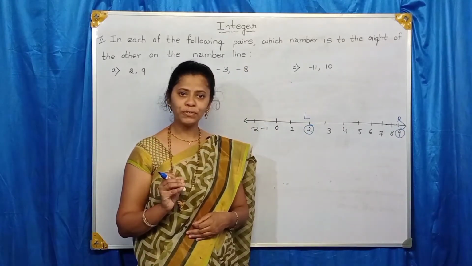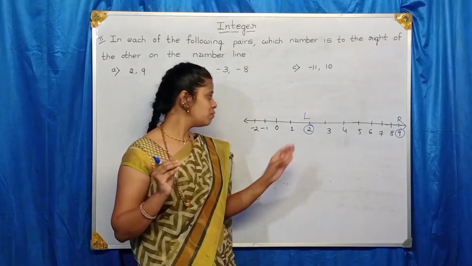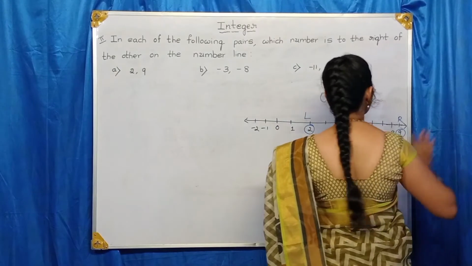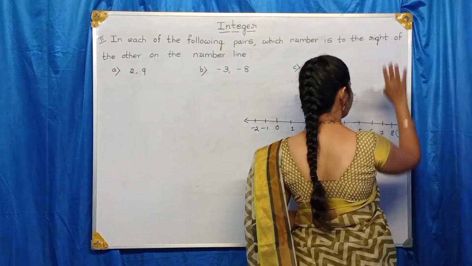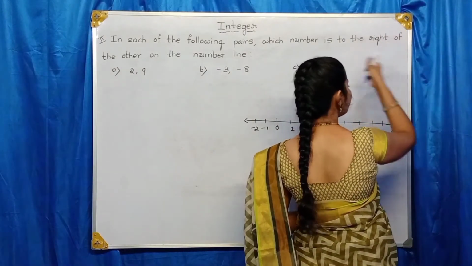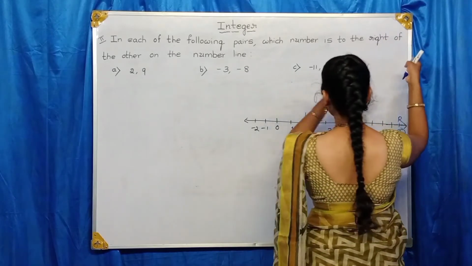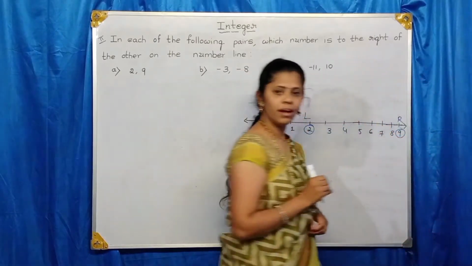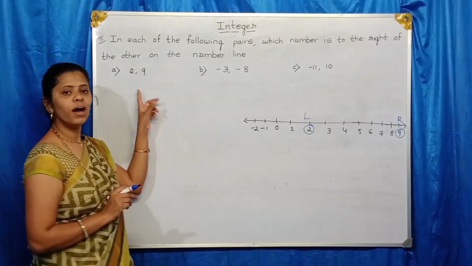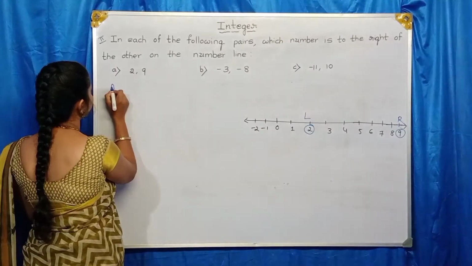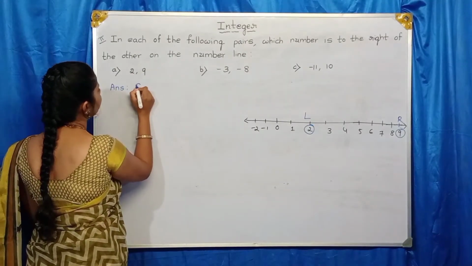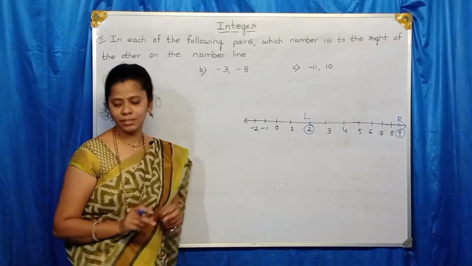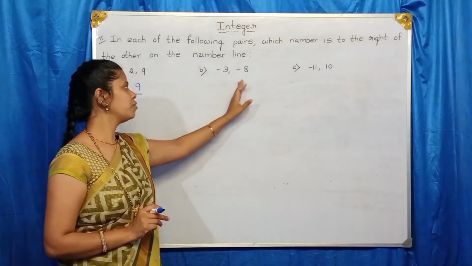Still, if you are confused, you can stand in between these two numbers, but in this direction. See here, this is my right hand. Isn't it? On the right side, 9 is there. And on the left side, we have 2. Understood? So, our answer is 9. 9 is on the right side of a number line. Let's solve the second problem.